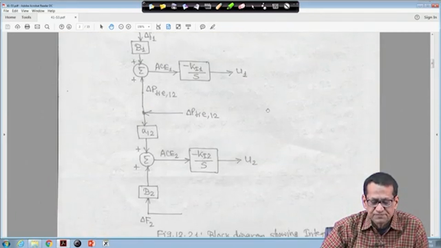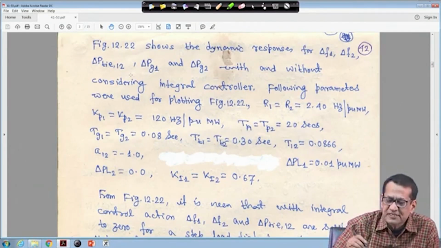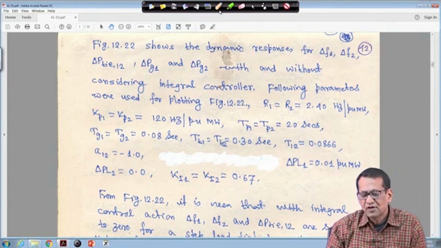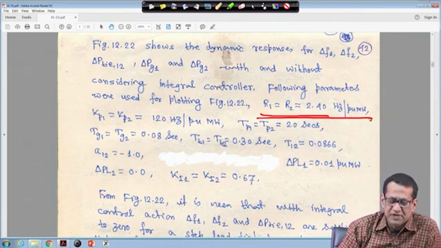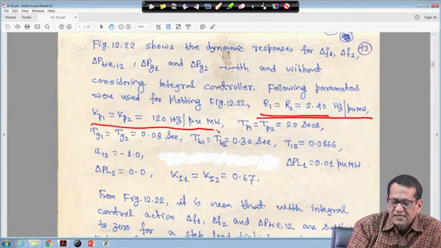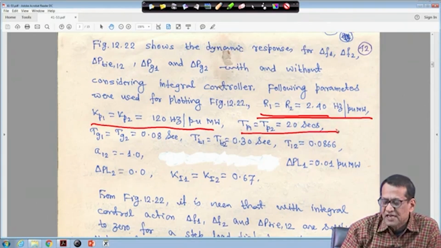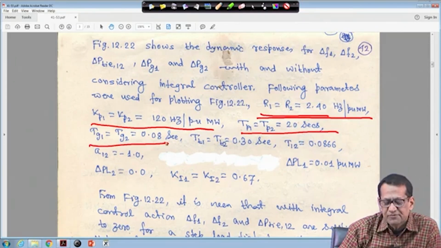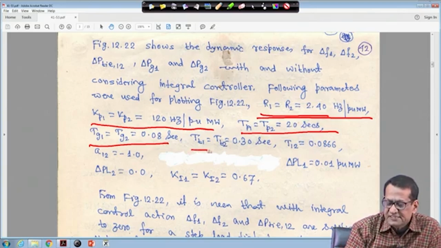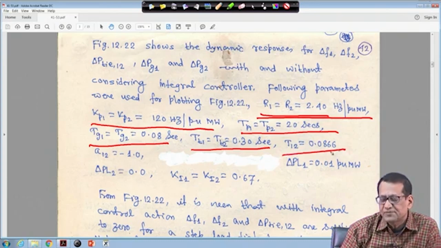Now, figure 2.2. The parameters we have used till now: R1 is equal to R2, R is equal to 2.40 hertz per unit megawatt, Kp1 and Kp2 we have taken 120 hertz per unit megawatt, Tp1 and Tp2, the power system time constant, we have taken 20 seconds, the governor time constant for all the cases we have taken 0.08 second, and the steam chest time constant we have taken 0.32, and T12, the synchronizing coefficient, we have taken 0.0866.